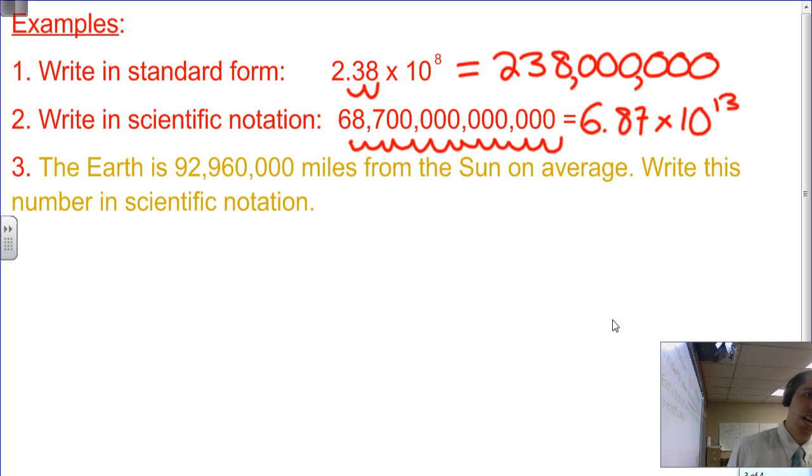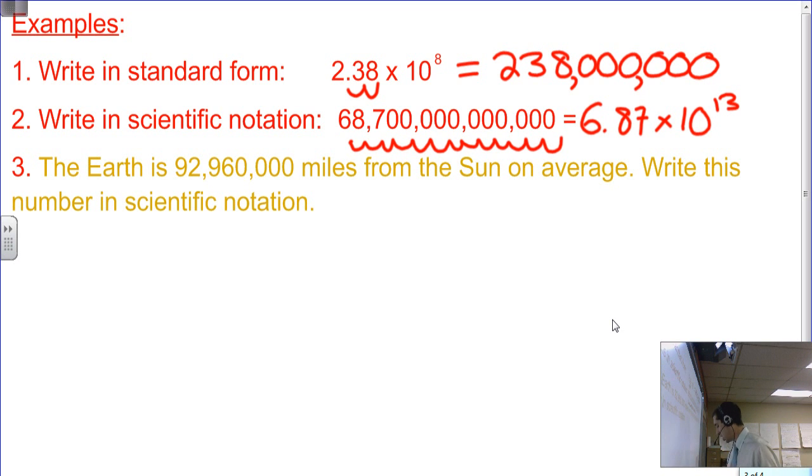The third example we have says the Earth is 92,960,000 miles from the Sun on average. We know that the Earth has an elliptical orbit, so it's not always the same distance from the Sun, but on average, it is 92,960,000 miles from the Sun. Write this number in scientific notation.